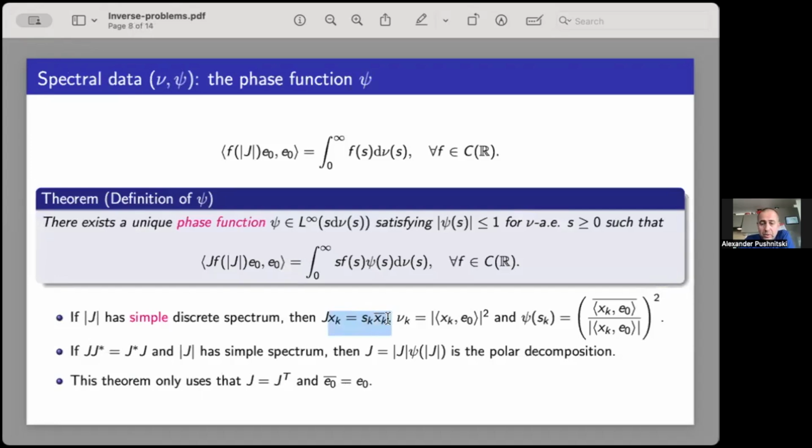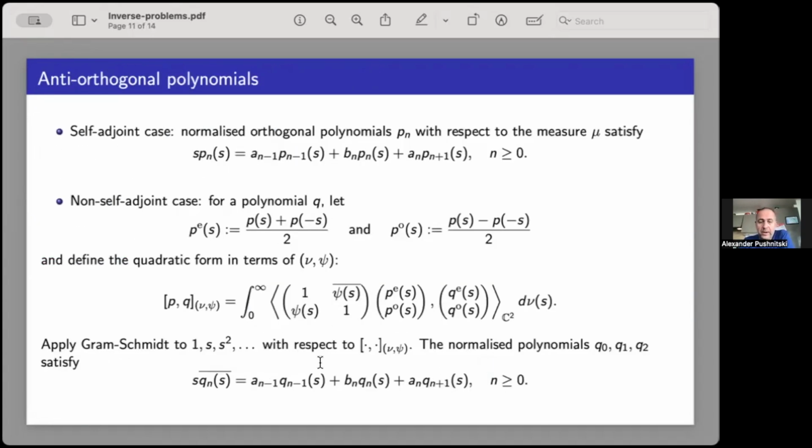This equation where you had complex conjugation on the right-hand side. So here you have the same phenomenon. But in any case, again, we can reconstruct the coefficients of our Jacobi matrix from the spectral parameters through this Gram-Schmidt procedure and so on, similarly to the classical case.